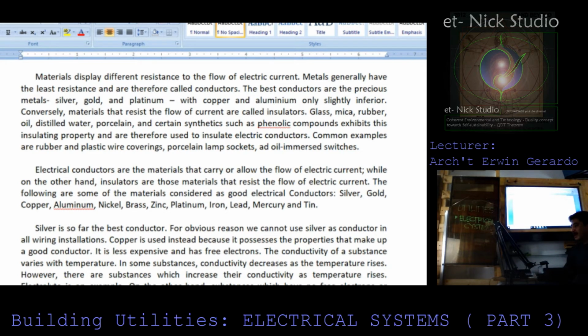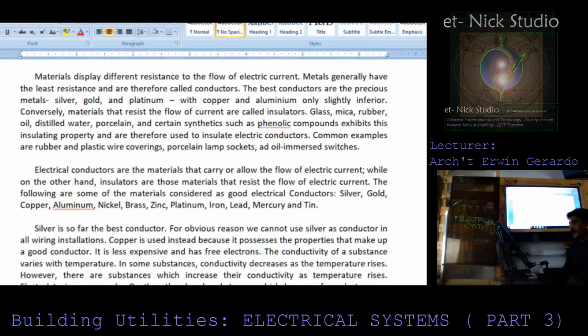Examples of insulators are glass, mica, rubber, oil, distilled water, porcelain, and certain synthetics such as phenolic compounds that exhibit this insulating property and are therefore used to insulate electric conductors. Common examples are rubber and plastic wire coverings, porcelain lamp sockets, and oil immersed switches.